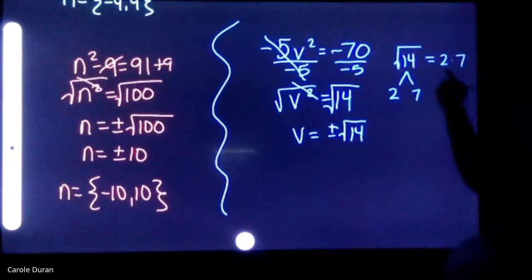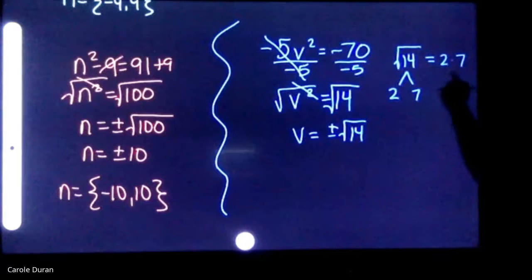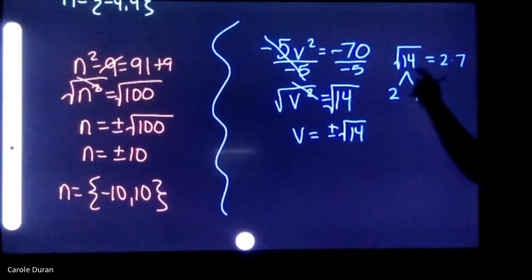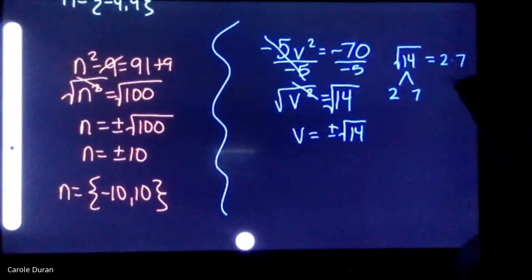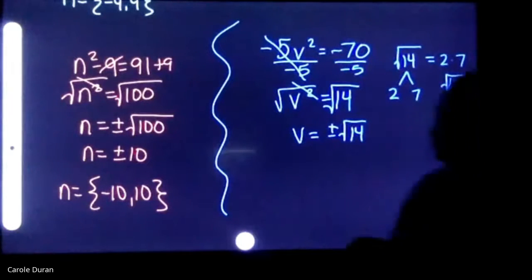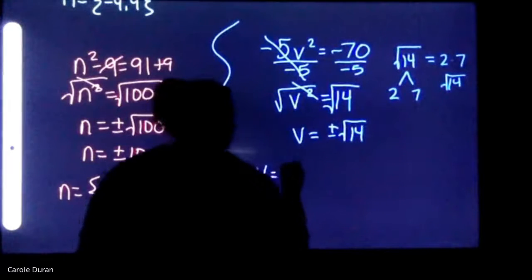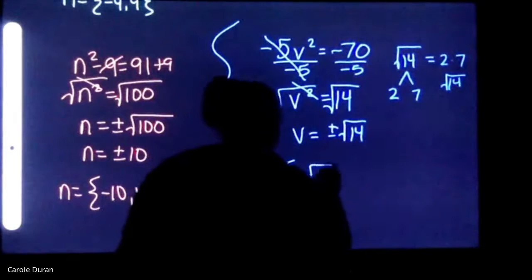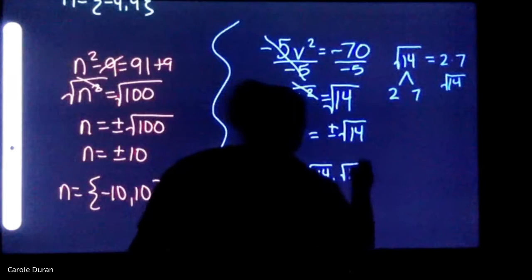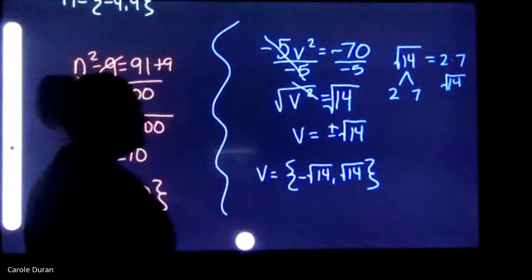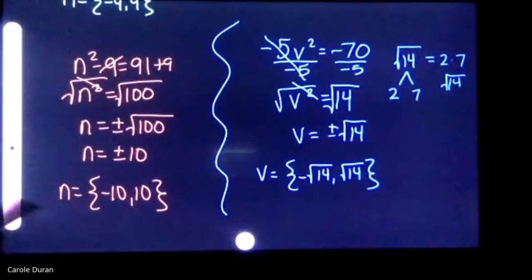But I also notice that I have no matching pairs to put together. So this is actually not going to simplify at all, because I would put 2 and 7 together and it would stay the square root of 14. Okay, so we just leave it as positive, negative square root of 14, and we would put that in our nice, pretty curly brackets. So sometimes you're going to have it where the square root and what's under it does not reduce. That is perfectly fine.